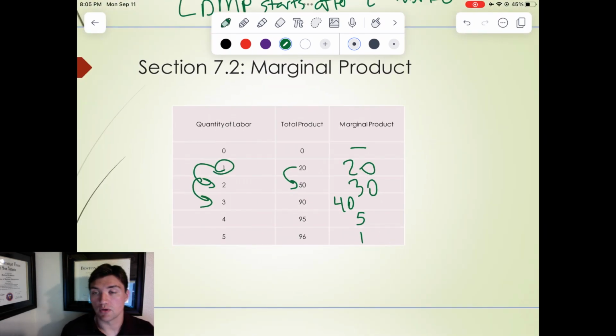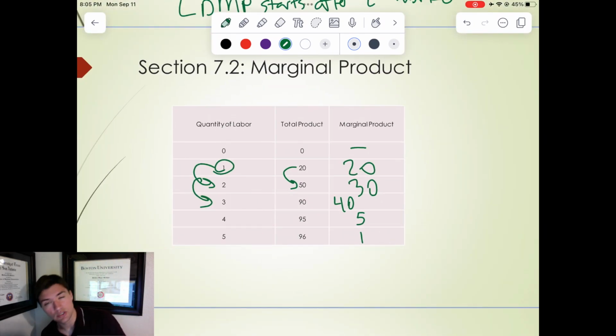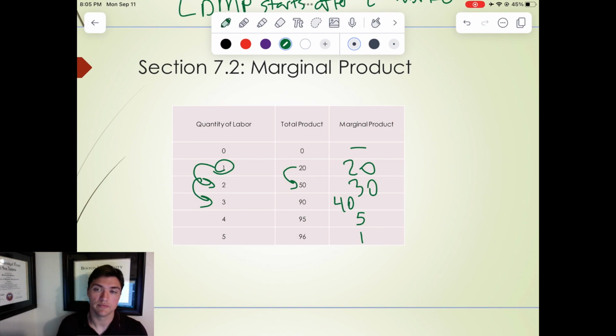And that's how we find marginal product. Now, the question becomes, when does the law of diminishing marginal productivity start? Does it start with the second one? Does it start with the third one? Fourth, fifth, or sixth? The law of diminishing marginal productivity is whenever you start to decrease your marginal productivity.